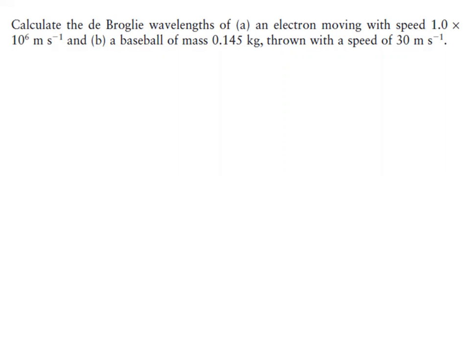So calculate the de Broglie wavelength. Number A, an electron moving with the speed 1 exponent 6 meter per second, and the baseball of mass m is 0.145 kilogram with a speed of 30 meter per second. Calculate the wavelength of both, and then we will see what the comparison should be between these two wavelengths. And this wavelength will tell you.